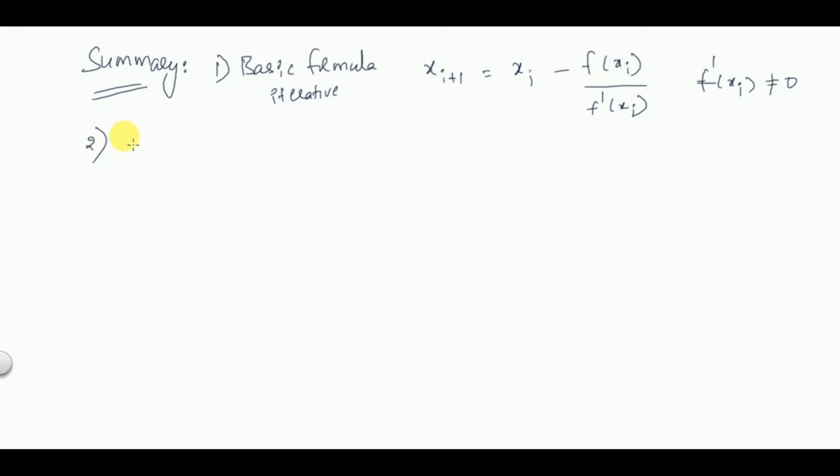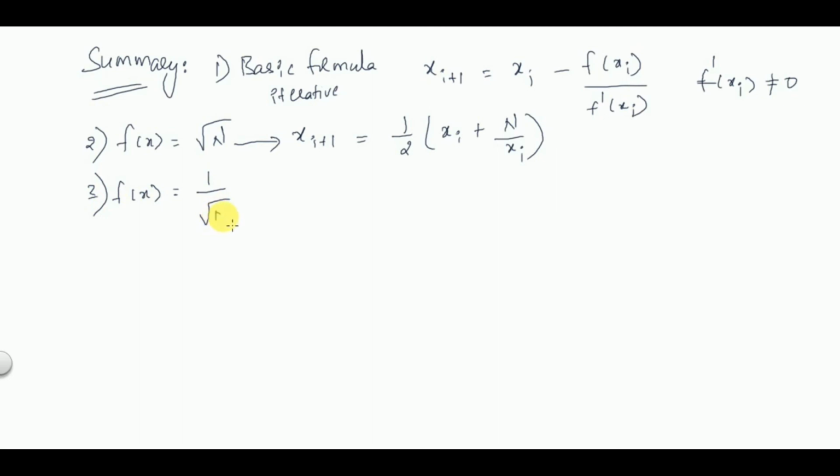Second, for the square root, f of x is equal to square root of n. In this condition, the formula is xi plus 1 is equal to 1 by 2 into xi plus n by xi. Just remember this formula. Third function is the inverse of square root, 1 by square root of n. For this, xi plus 1 is equal to 1 by 2 into xi plus 1 by n into xi. Okay, so this is the formula.